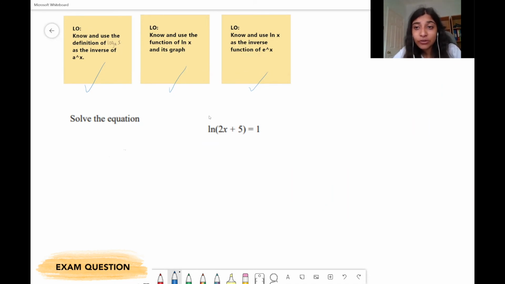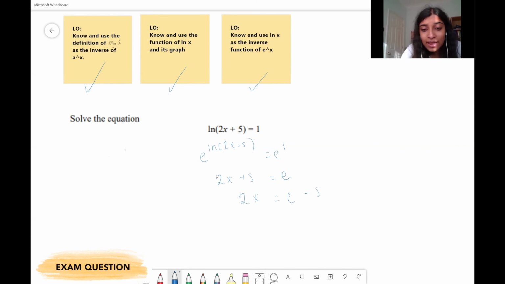So in order to solve this, we can use the cool property that ln x is the inverse of e to the power of x and vice versa, which means that if you do e to the power of ln(2x plus 5), and that's just equal to e to the power of 1, then this would cancel, which means you would just get 2x plus 5 is just equal to e. And then you can rearrange this, and then you'd get 2x is equal to e minus 5. So then x is just equal to (e minus 5) over 2.